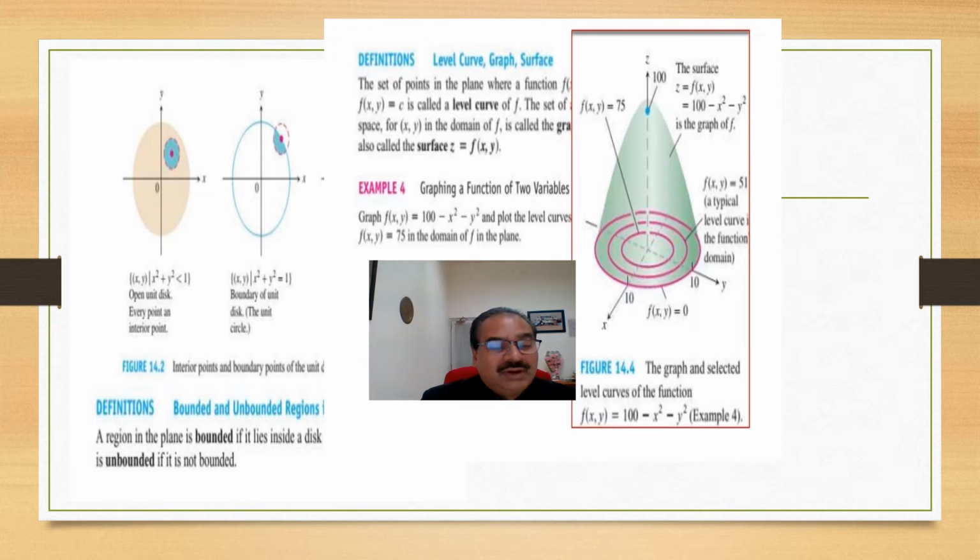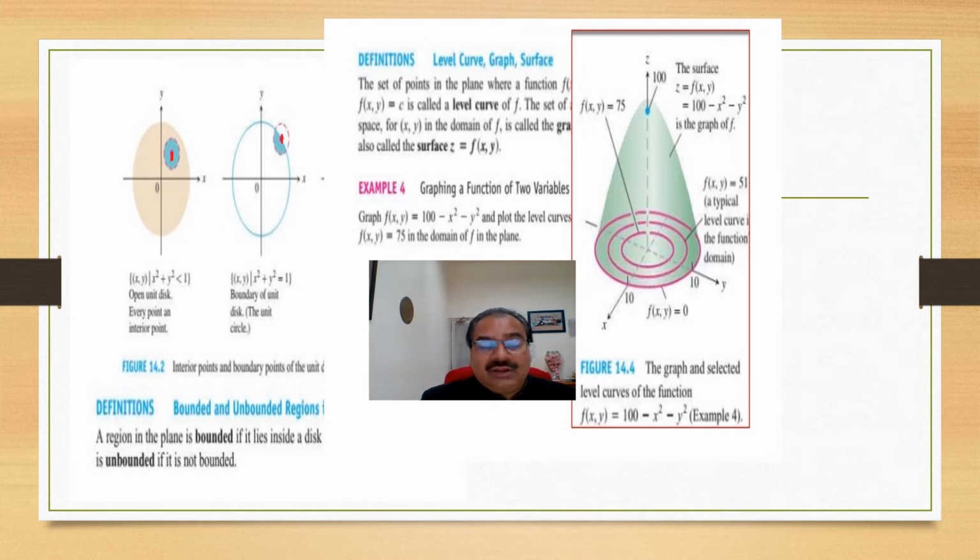Whenever we define the limit, the point should be in a close neighborhood. So here we have taken the circle and disk. Suppose x square plus y square is less than 1, it means the open unit disk. Every point is an interior point. But if this is equal to 1, then the points include the circumference.